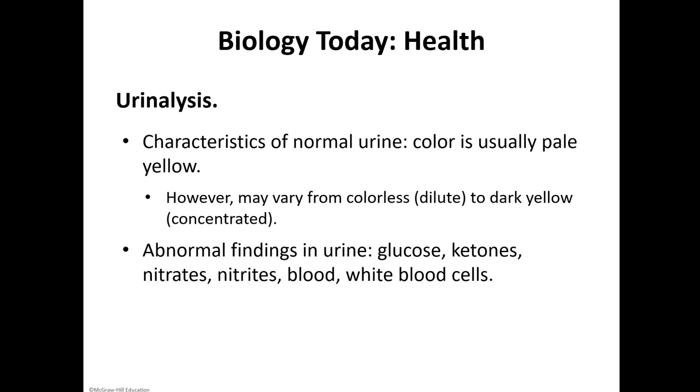Urinalysis is a way to characterize normal urine. Normal urine has a color that's usually pale yellow. However, it may vary from colorless dilute to dark yellow concentrated urine. Abnormal findings in urine can include glucose, ketones, nitrates, nitrites, blood, and even white blood cells.